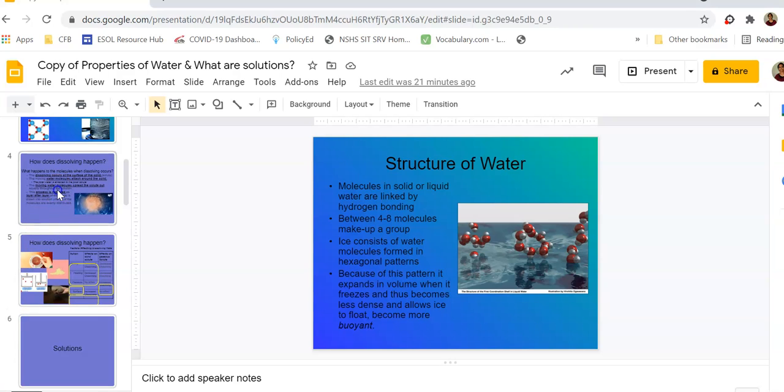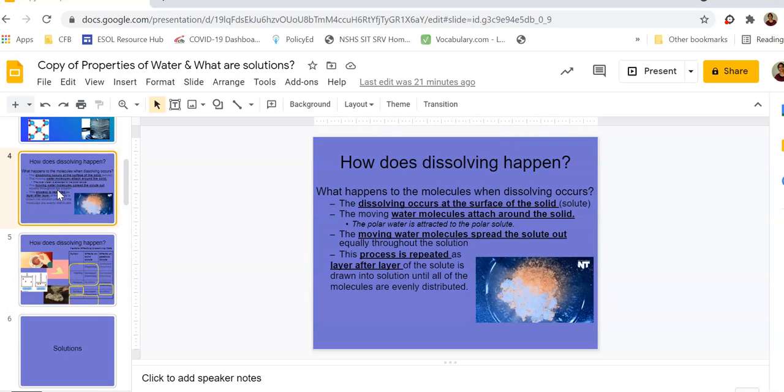So students, we're going to start with what is dissolving. Dissolving is what occurs at the surface of a solid when you mix it with some kind of solvent, and the solid kind of dissolves into the solvent. It kind of just disappears. So it's like mixing a powder into water, and the powder just disappears.